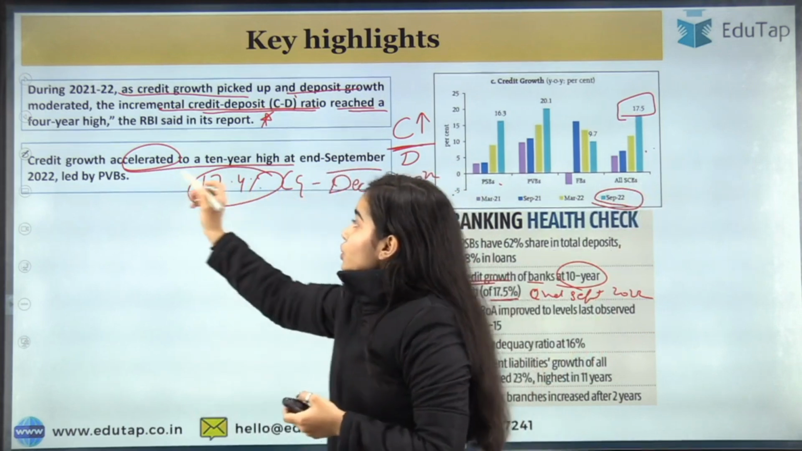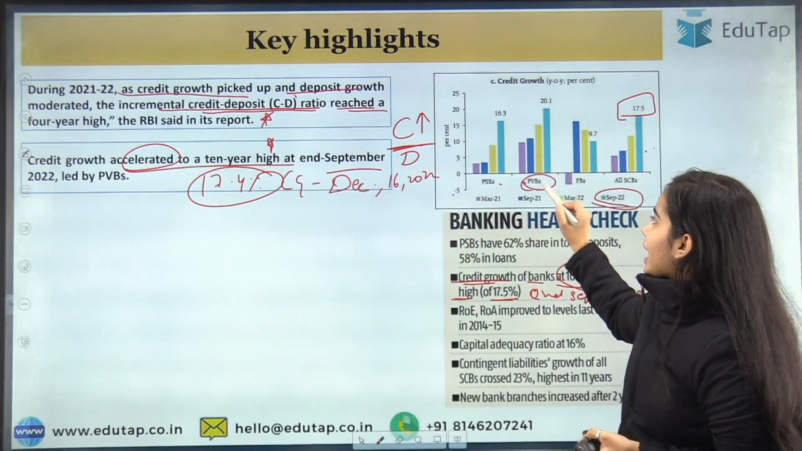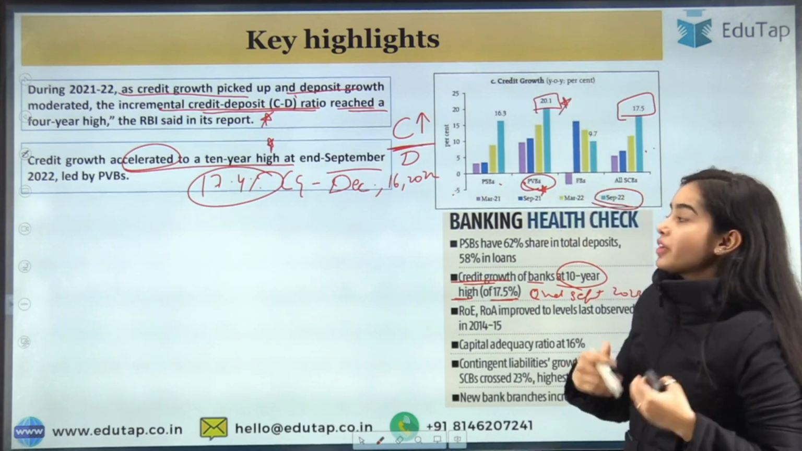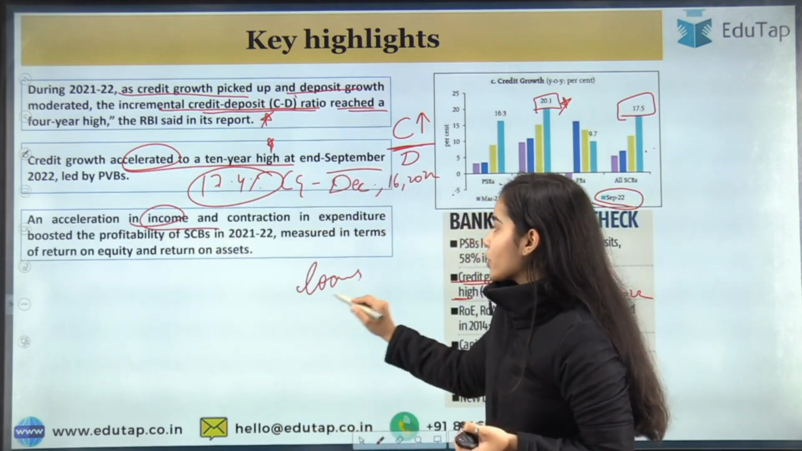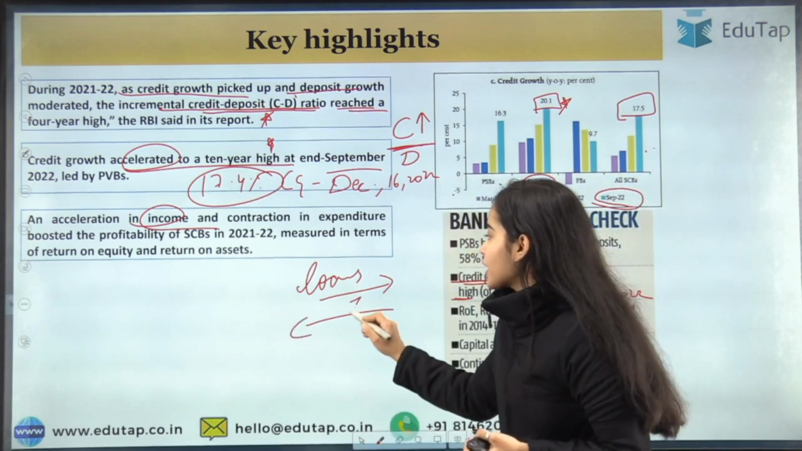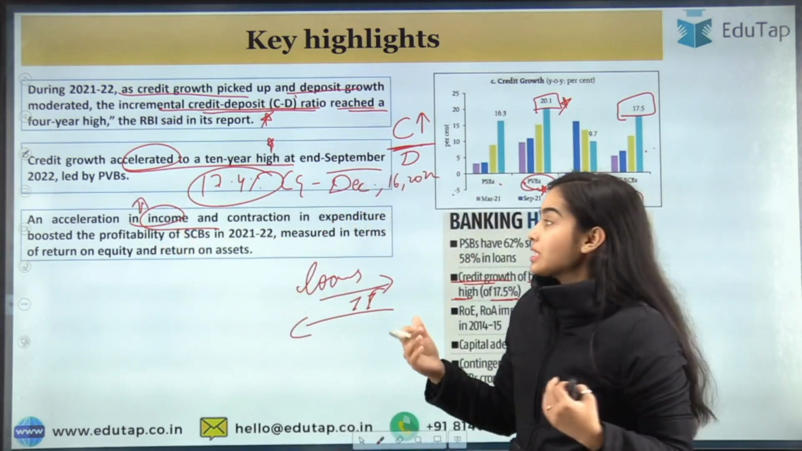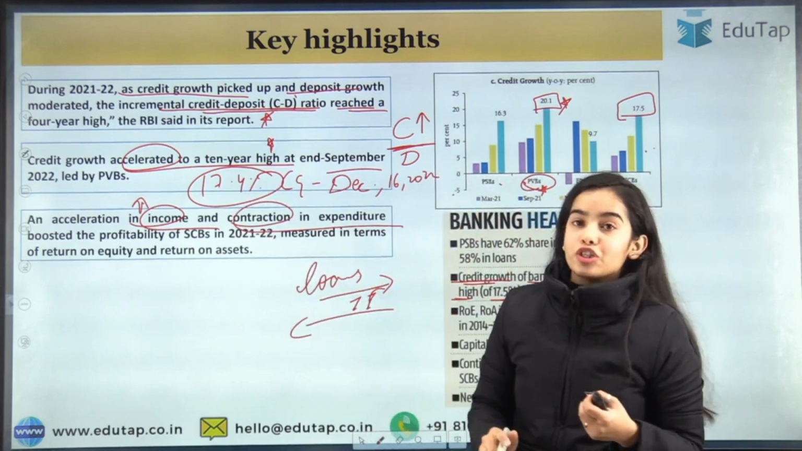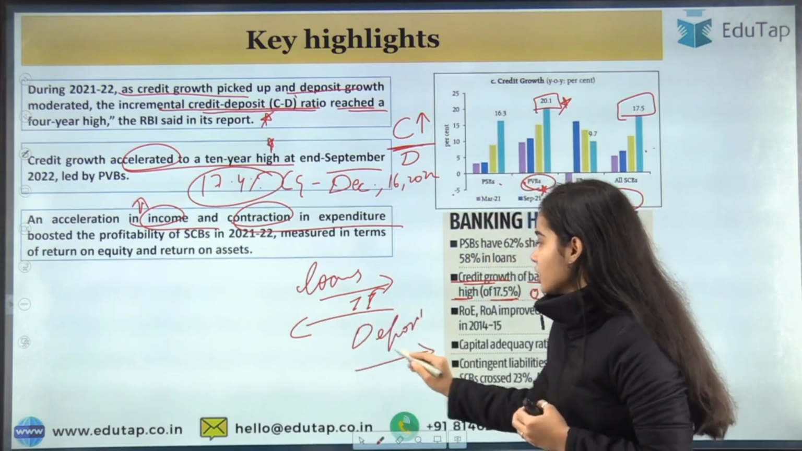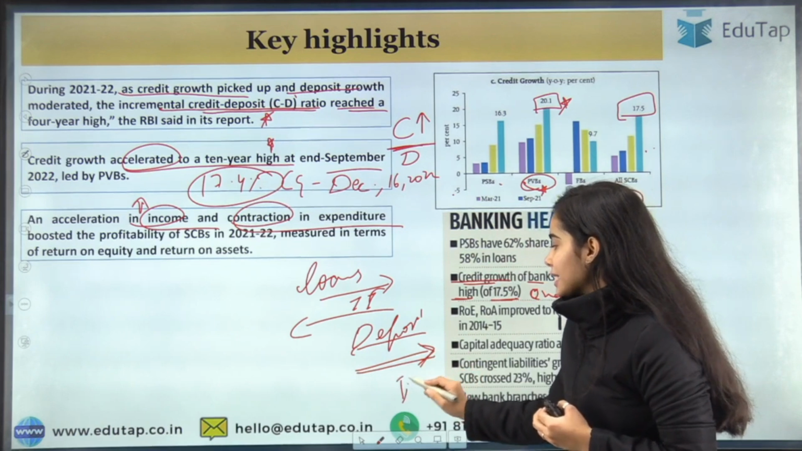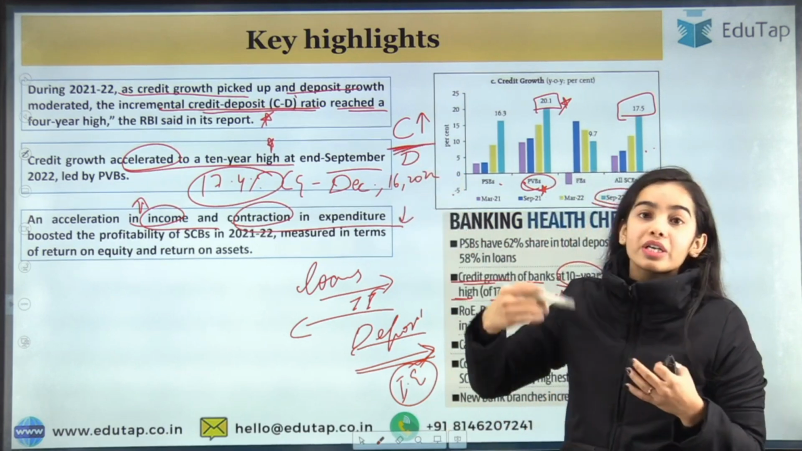So credit growth accelerated to a 10-year high at end September 2022, and this was led by the private sector banks. Then there is acceleration in income. Of course, if more loans are going, that means more interest income is coming. The banks have seen an increment in income, while expenditure has contracted because deposits are growing less. On deposits, the banks have to give interest, so it is interest expenditure. The expenditure has been less, while on credit the interest income has been more.